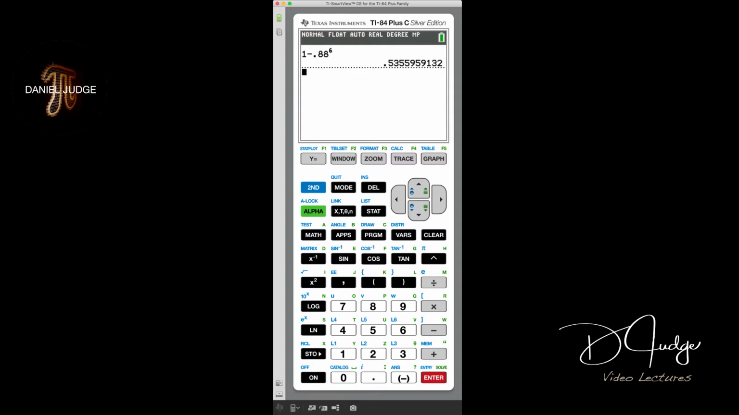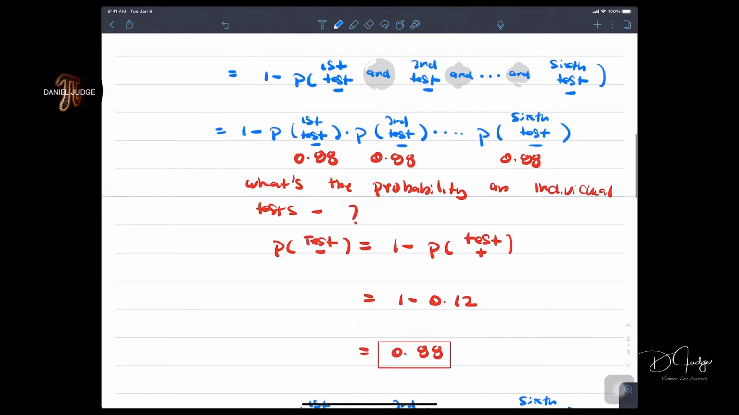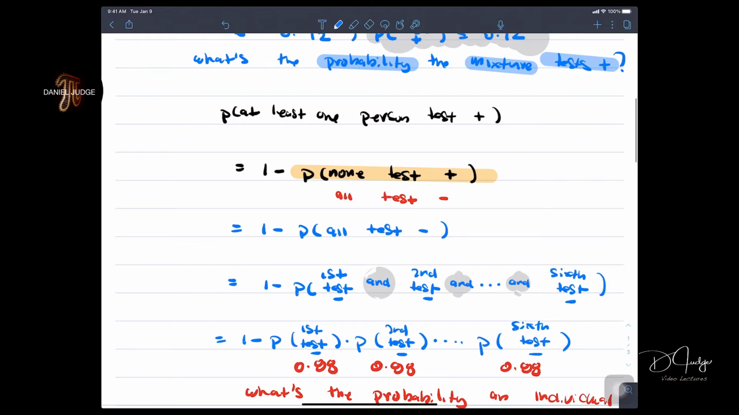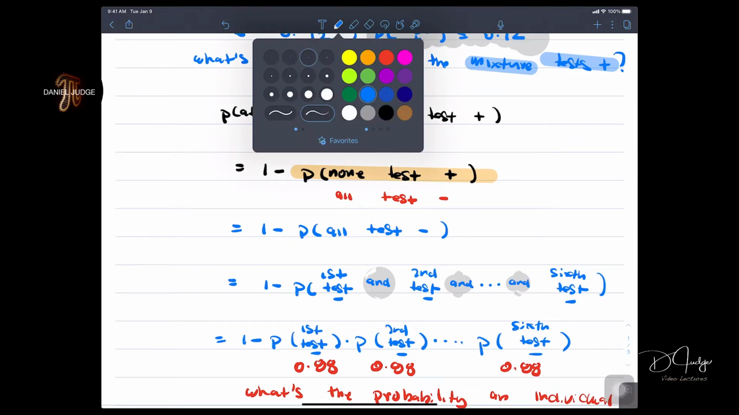So this is the probability that the mixture, let's go back, it looks like it's 53.56%. That's the probability that the mixture is going to test positive. Okay. This is the mixture now, right? Let's label that.